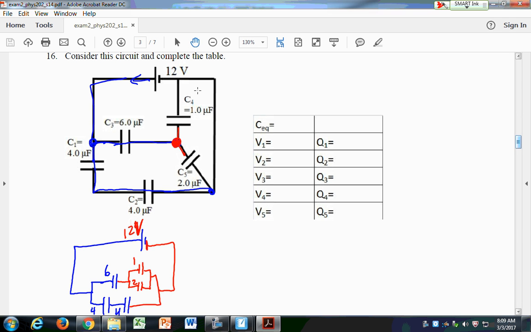But I like to redraw my capacitor circuits. It's a good practice. You'll like it. It'll help you with the resistor circuits we'll do next chapter. This is 2. This is 2. Actually, I'm going to do another. This is 6 and 3.